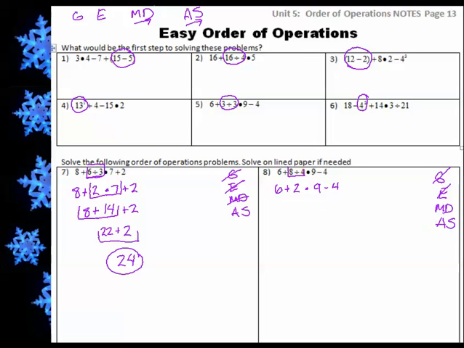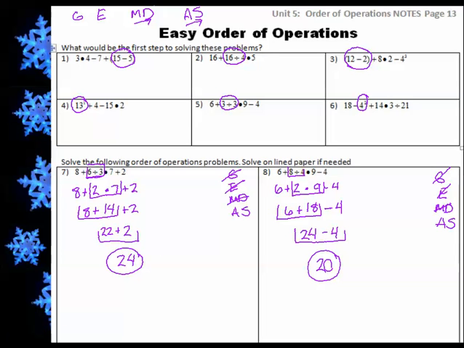Now, do I have any more multiply or divide? Yes, I do, right here, 2 times 9. 2 times 9 is 18. Copy everything in the front, copy everything in the back. Do I have any more multiplication or division? No. Do I have any addition or subtraction? Yes, I'm going to start at the front. 6 plus 18 gives me 24. Copy everything in the back. And then the last step, 24 minus 4 gives me 20. Okay?